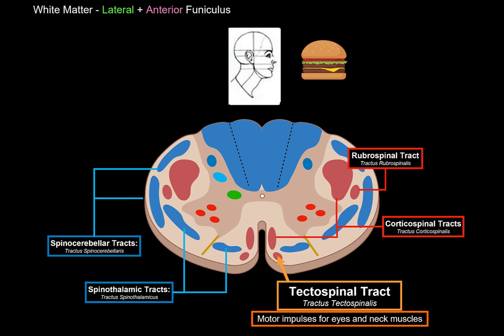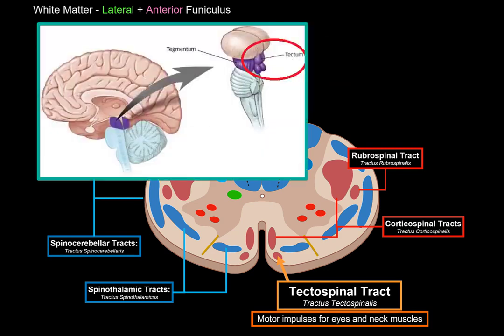It's called the tectospinal tract because it comes from the tectum of the midbrain, which is located on the posterior surface of the midbrain, which is on your brainstem, and then they descend and synapse with the motor nuclei. It's extrapyramidal, so it unconsciously moves your neck muscles with your eyes.